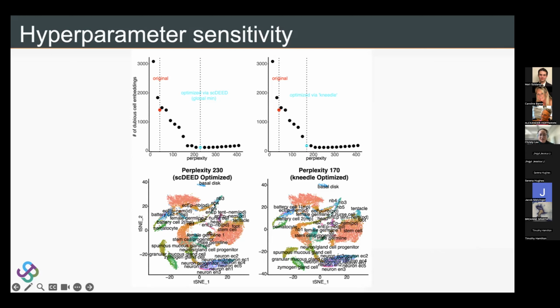But actually, if you look at perplexity 170 and you look at perplexity 230, these really look very much the same. And if you look for the neuron EC1 cell type, which isn't very easy to see, but it is in this cluster here, and our EP stem cells are also still up here. So many of the things that we noted about the optimized perplexity are still true at 170. And so one thing we found was that it's not that there is one magic perplexity number, but rather there's a range of perplexities at which you can obtain an optimized visualization, and scDEED can help find that optimal perplexity range.